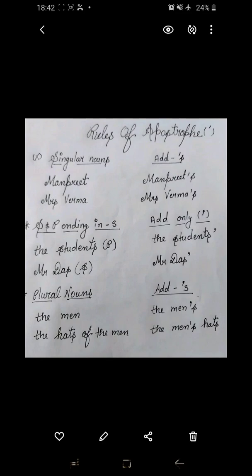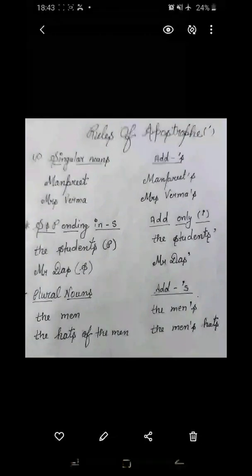The students. The students is a plural noun. To show the possession, we just put the apostrophe sign at the end of the students. You can see here, the students, and after that I just put the apostrophe sign. Second part, Mr. Das. Here Mr. Das is a singular noun, but ending with s, so we have to put the apostrophe sign only.